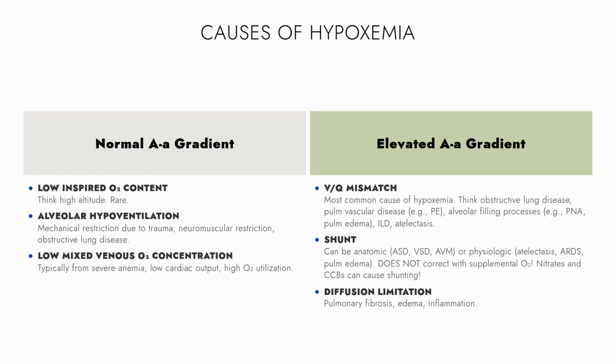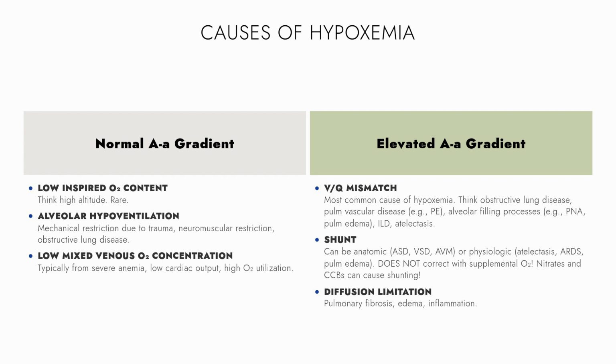Think of conditions like obstructive lung diseases, such as asthma or COPD, or pulmonary vascular diseases like pulmonary embolism, where blood flow is blocked. It can also happen with alveolar filling processes like pneumonia, pulmonary edema, or interstitial lung disease. Even atelectasis, where alveoli collapse, can cause V to Q mismatch. This is a broad category, so it's often the first thing we consider in hypoxemia with an elevated AA gradient.